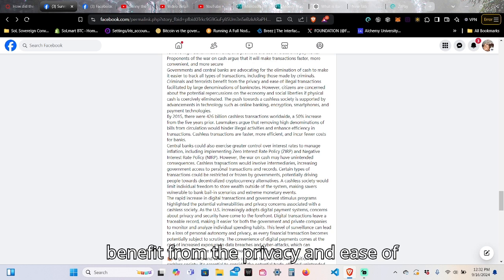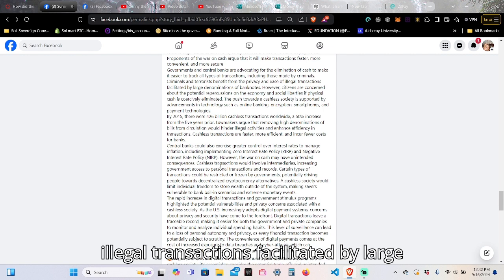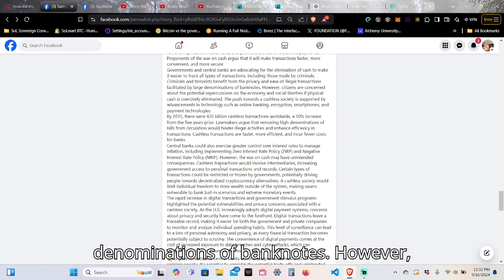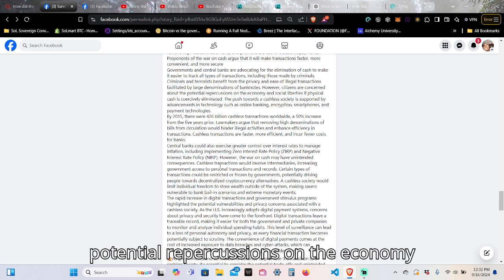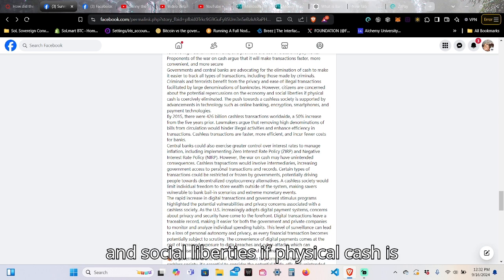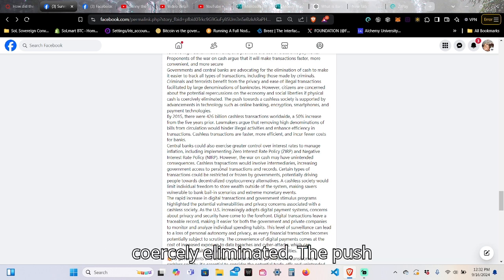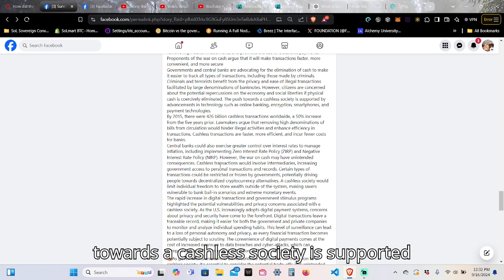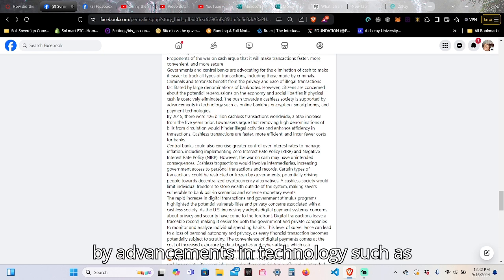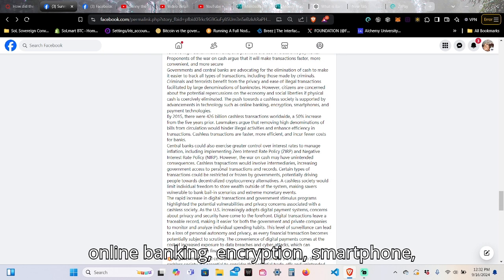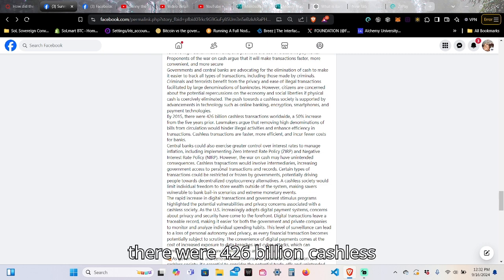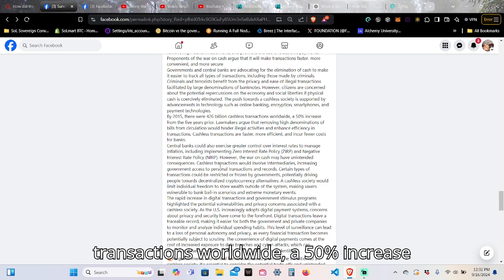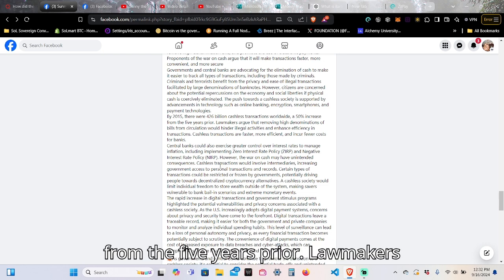Criminals and terrorists benefit from the privacy and ease of illegal transactions facilitated by large denominations of banknotes. However, citizens are concerned about the potential repercussions on the economy and social liberties if physical cash is coercively eliminated. The push towards a cashless society is supported by advancements in technology such as online banking, encryption, smartphones, and payment technologies. By 2015, there were 426 billion cashless transactions worldwide, a 50% increase from the 5 years prior.